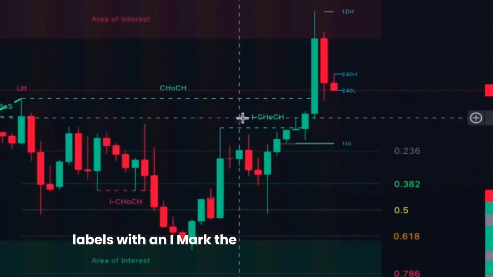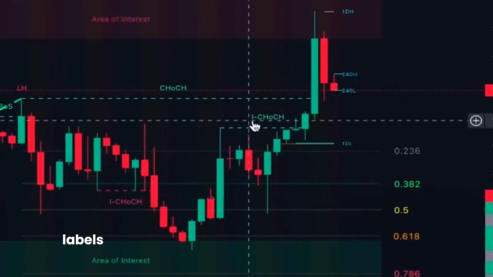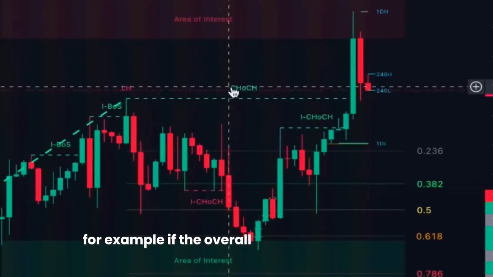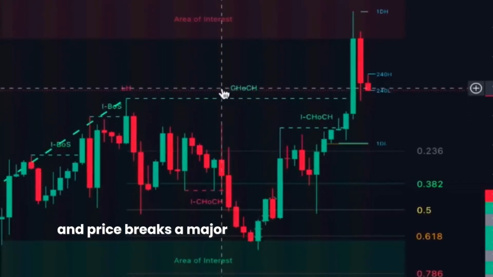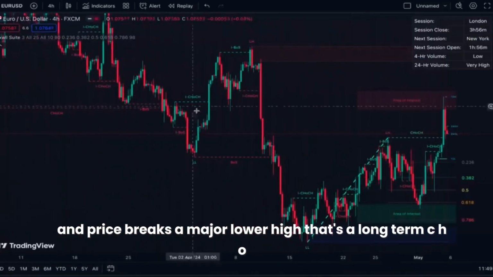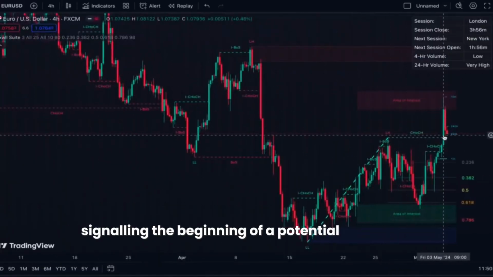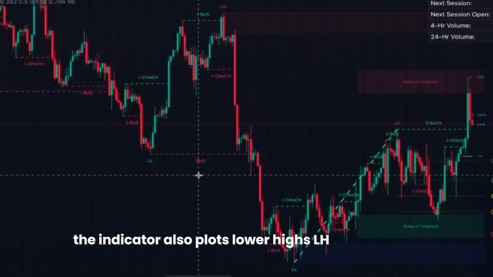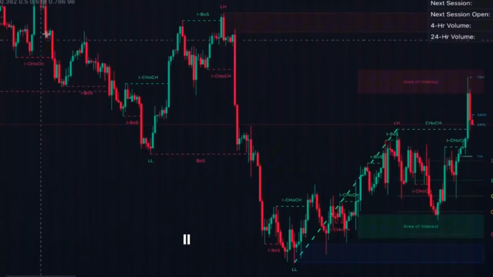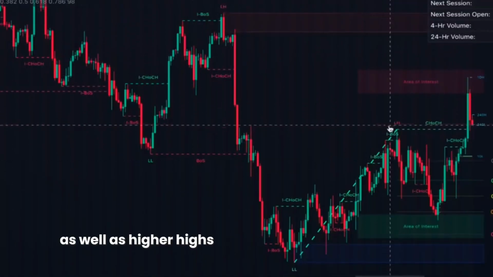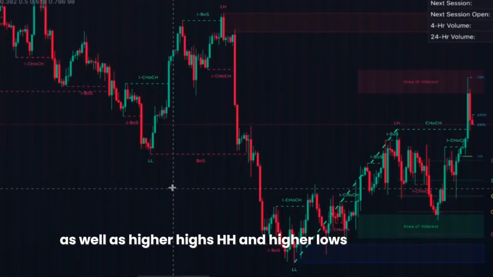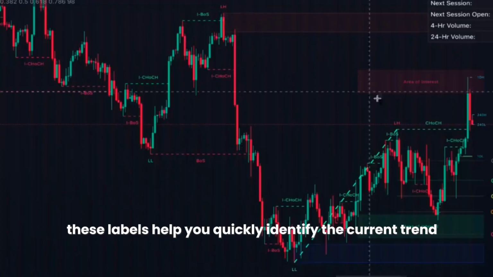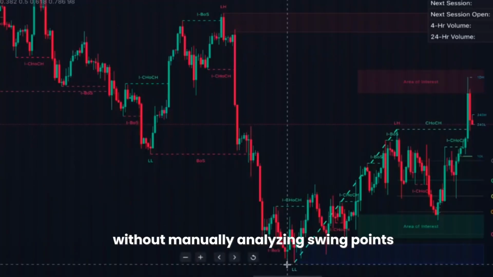Labels with an I mark the internal, short-term structure. Labels without an I mark the external, long-term structure. For example, if the overall market is in a downtrend and price breaks a major lower high, that's a long-term CHOCH, signaling the beginning of a potential larger-scale uptrend. The indicator also plots lower highs, LH, and lower lows, LL, during downtrends, as well as higher highs, HH, and higher lows, HL, in uptrends. These labels help you quickly identify the current trend direction without manually analyzing swing points.